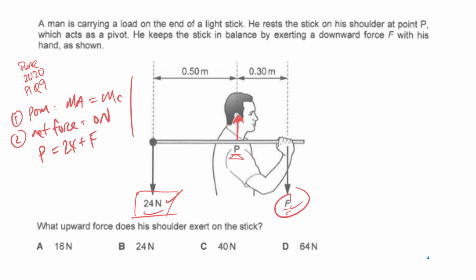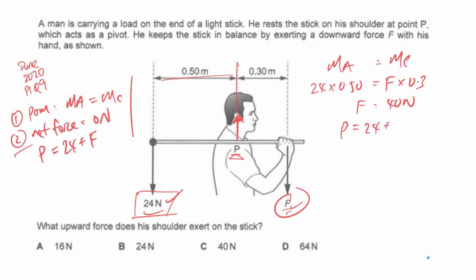Most students will find the force F using principle of moment. Anti-clockwise equals clockwise. Anti-clockwise is due to the load 24 times the perpendicular distance all the way to the pivot, 0.5, and the unknown force by the hand times 0.3, and you will get F equals 40. Then you will use net force equals 0. The force at P equals 24 plus F, which is 40. That's why you get 64 Newton. So the answer will be D.